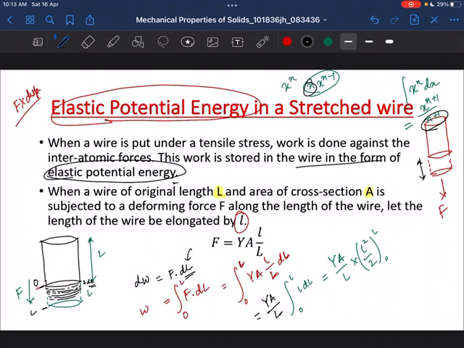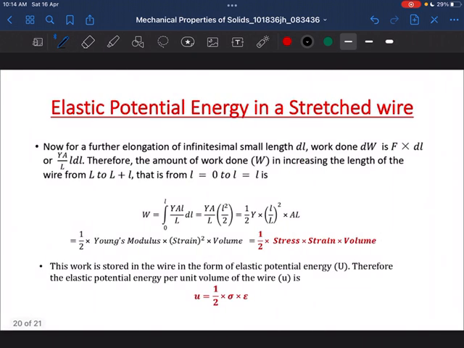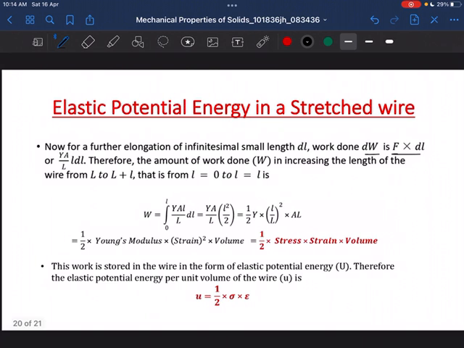So that's why, since the small l has the power of 1, if you integrate it, it will be l square by 2. Now this small l is the upper limit and this one is the lower limit. So if I put in the upper and lower limits, we get the expression as Y A by L into l square by 2. That's how we get the expression. On this page also we have done that: the work done dW is given by F into dl, or Y A l dl, and the amount of work done is for increasing the length of the wire from L to L plus l.